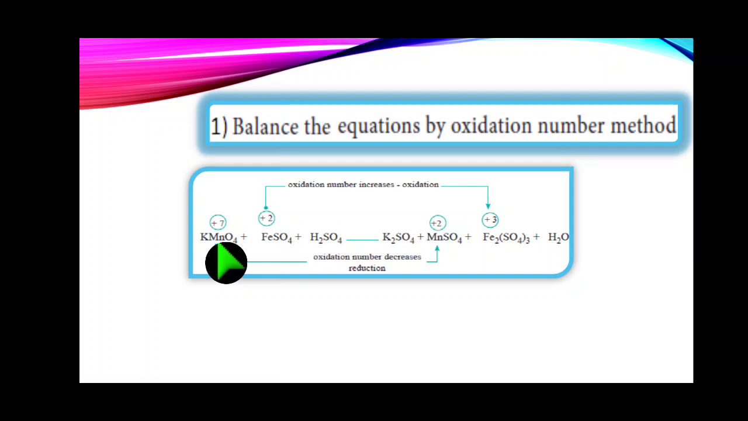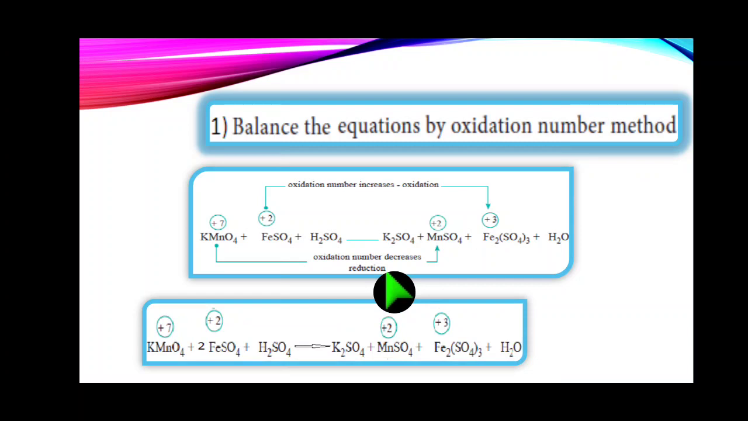In the previous slide, we found how to make an oxidation number. The charge of the element manganese here is +7, and on the right side +2. Then iron, left side +2, right side +3. The iron charge goes from +2 to +3, the oxidation number increases, and that is called oxidation. And here manganese +7 turns to +2, 7 to 2, the oxidation number decreases, that is reduction. The first step is to find where the oxidation and reduction occur.